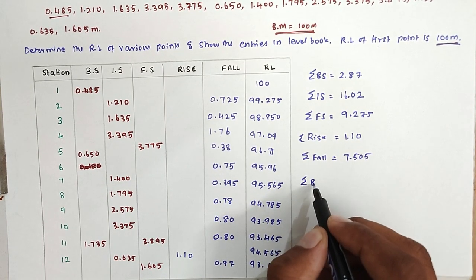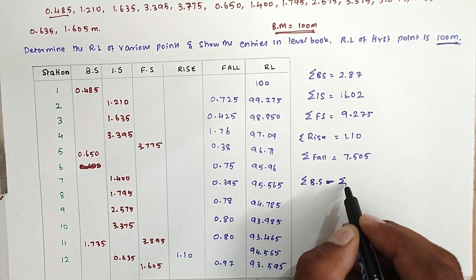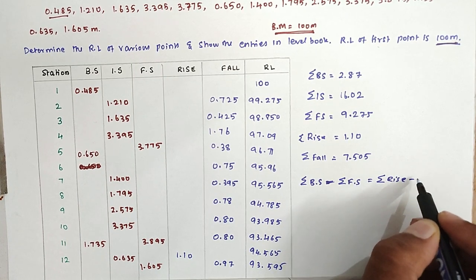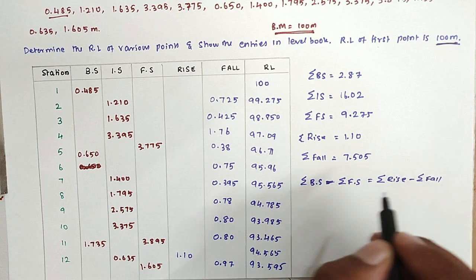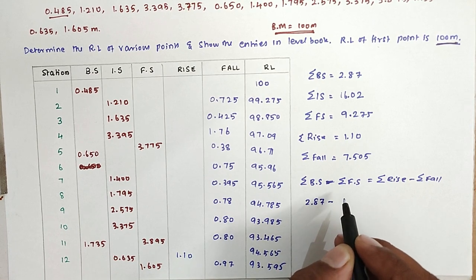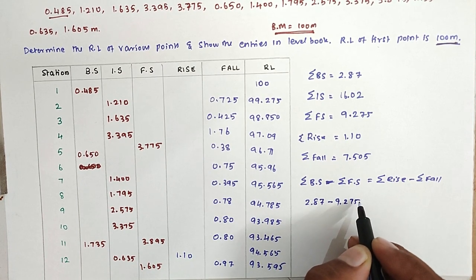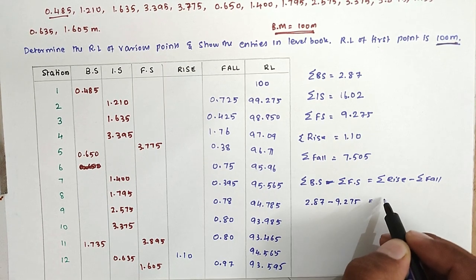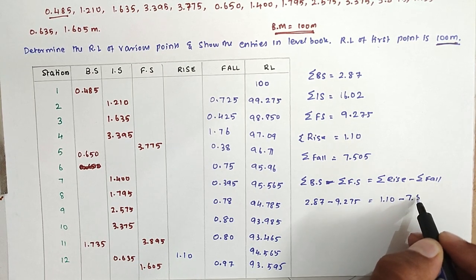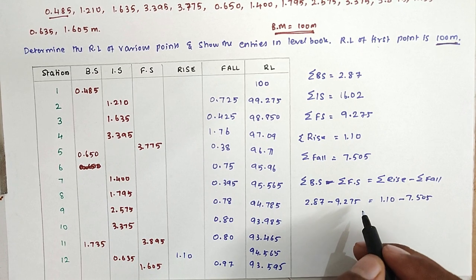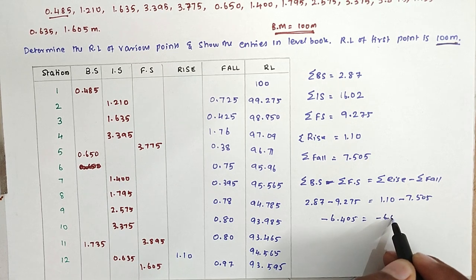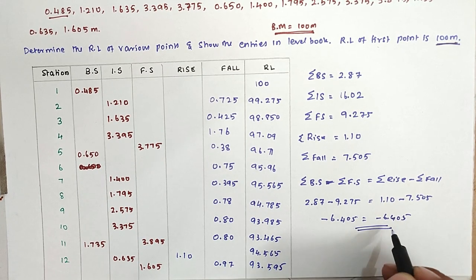We know the arithmetic check: summation of BS minus summation of FS equals summation of RISE minus summation of FALL. So the BS value is 2.87 minus the FS value 9.275, equal to the RISE, 1.10, minus the FALL value, 7.505. Solving this we get the value of minus 6.405 equal to minus 6.405. So the check is completed.